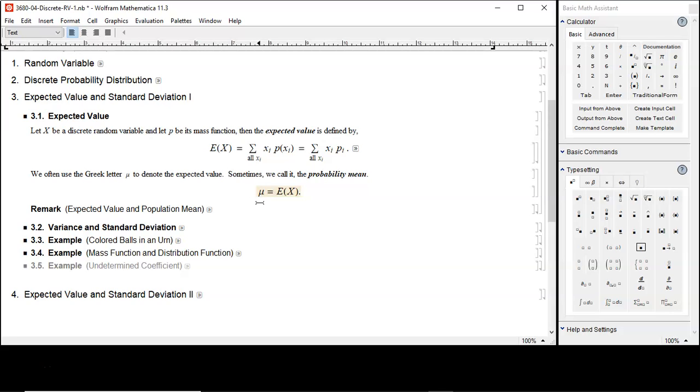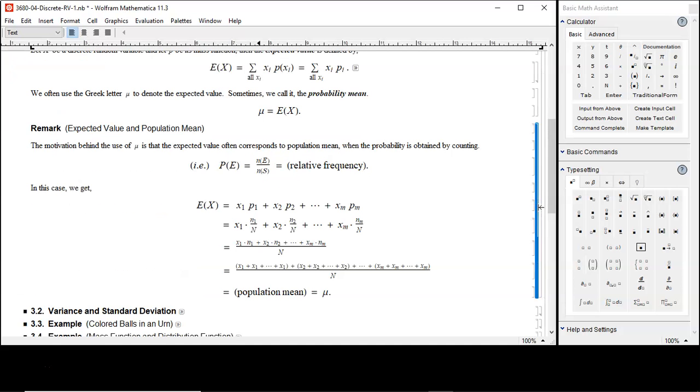Now, this mu is usually used for something else. The population mean most of the time. Population mean versus probability mean versus expected value. Are they all the same? The answer is, for discrete random variables here, in this case, they are the same, but not in general.